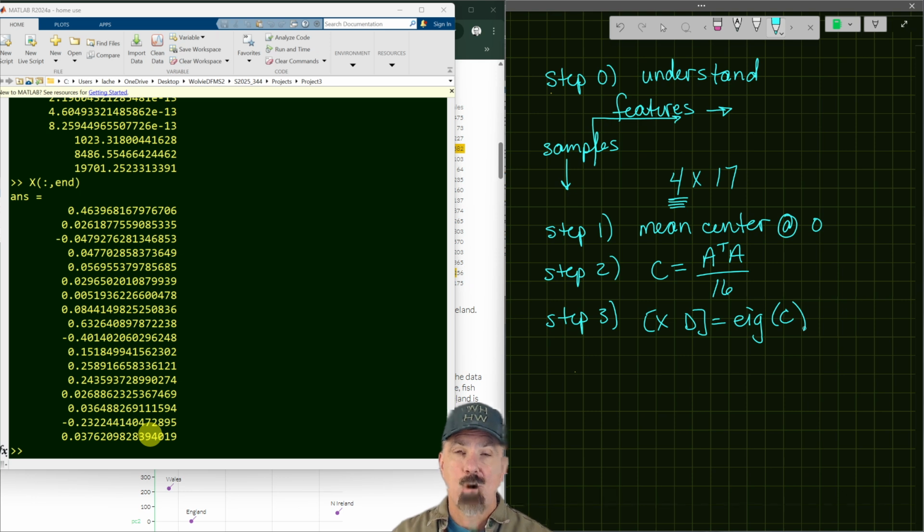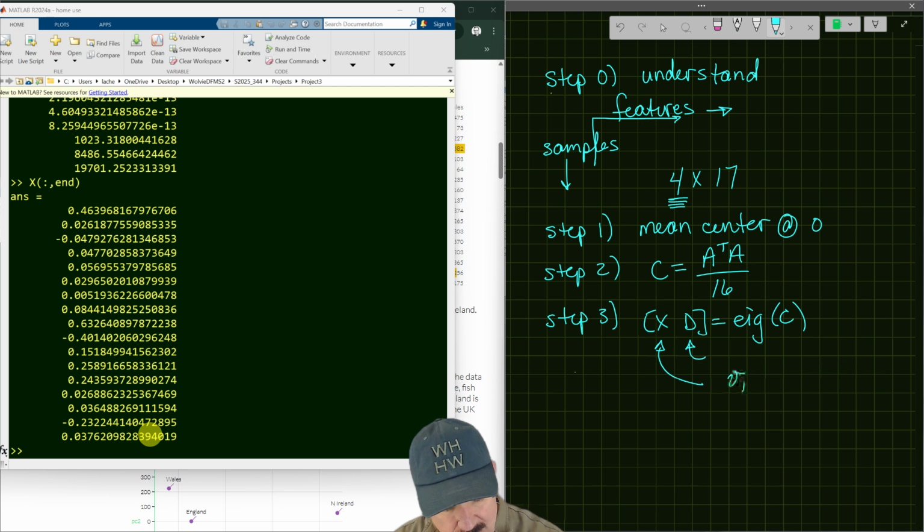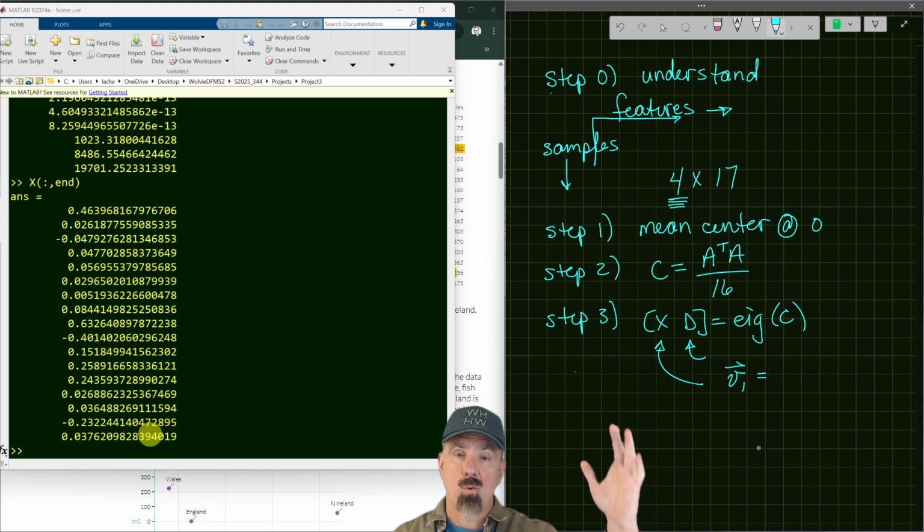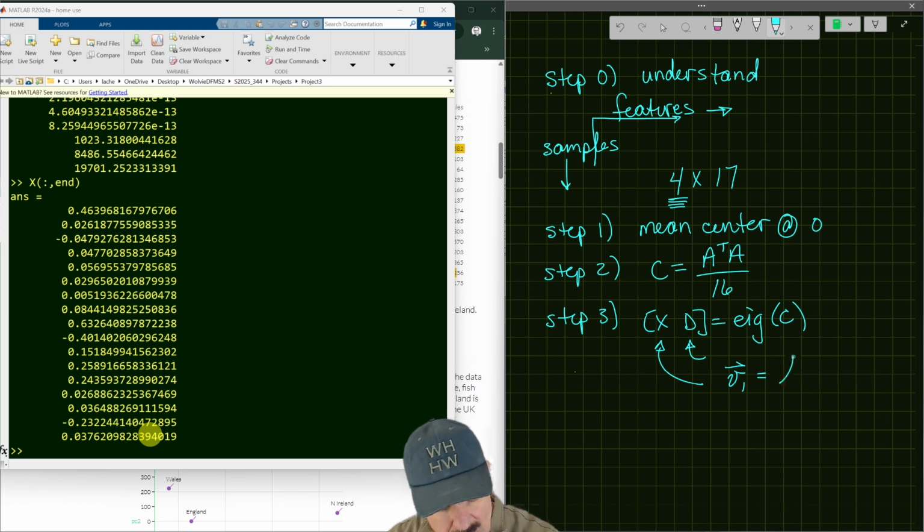And then we found the largest eigenvalue in the D matrix, which happened to be the last one, and we pulled off that first loading vector. So the first loading vector, V1, was equal to the last vector, the one that's associated with the largest eigenvalue. And this is the loading vector for principal component number 1.